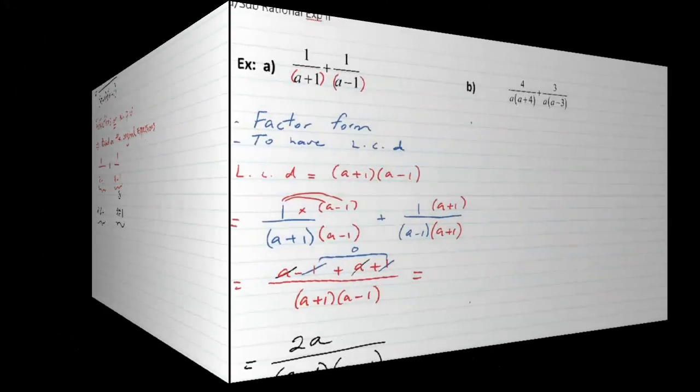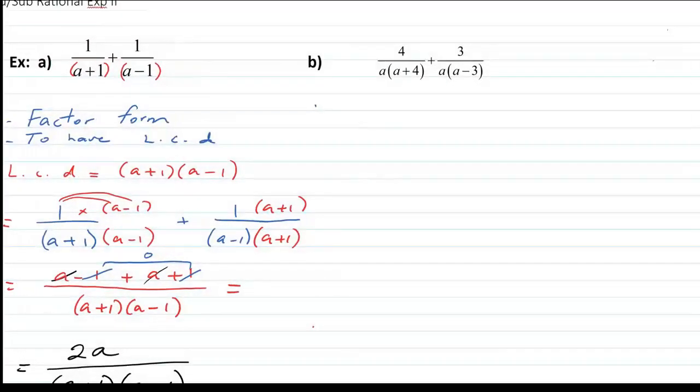Okay, let's look at example B. This example is actually an interesting example. It's a very good example to look at. Let's come up with the LCD first. What is the LCD? So first of all, do you see anything that is common to both brackets, to both denominators? Well, a and a, you see that?